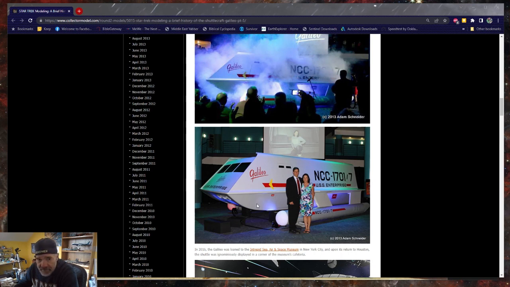Now, you look down here, and it looks like it's gray, and the nacelles look gray. I'm sorry, but that is lighting. That is not the paint. The paint is all white. Okay? If you notice, the Galileo had this huge lip that ran along the horizontal center of the shuttle, and the light's coming from above, and that's creating a shadow down here.